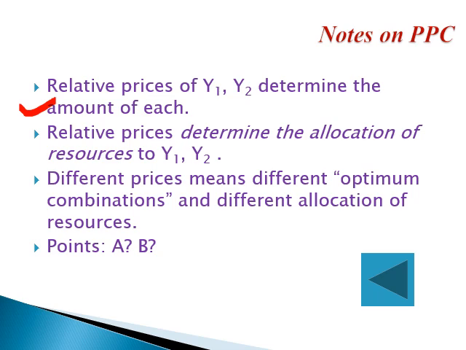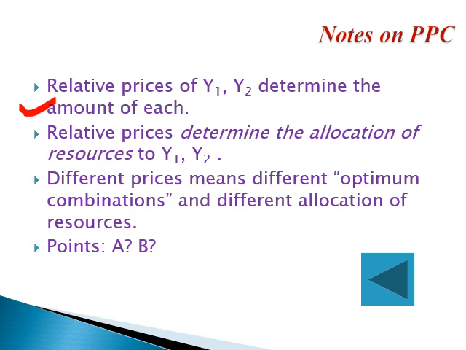The iso-revenue line will be P of y1 times y1 plus P of y2 times y2 equals revenue, equals R. I think he called it R. In that case, the slope of that line will be P of y1 divided by P of y2. So here the relative price determines how much resources I should devote to either y1 or to y2 or to both.